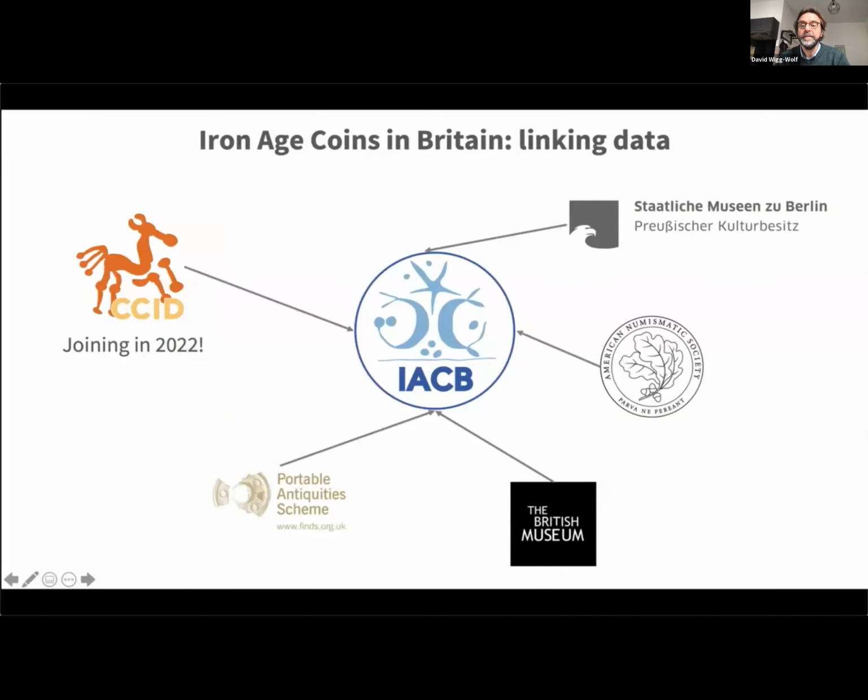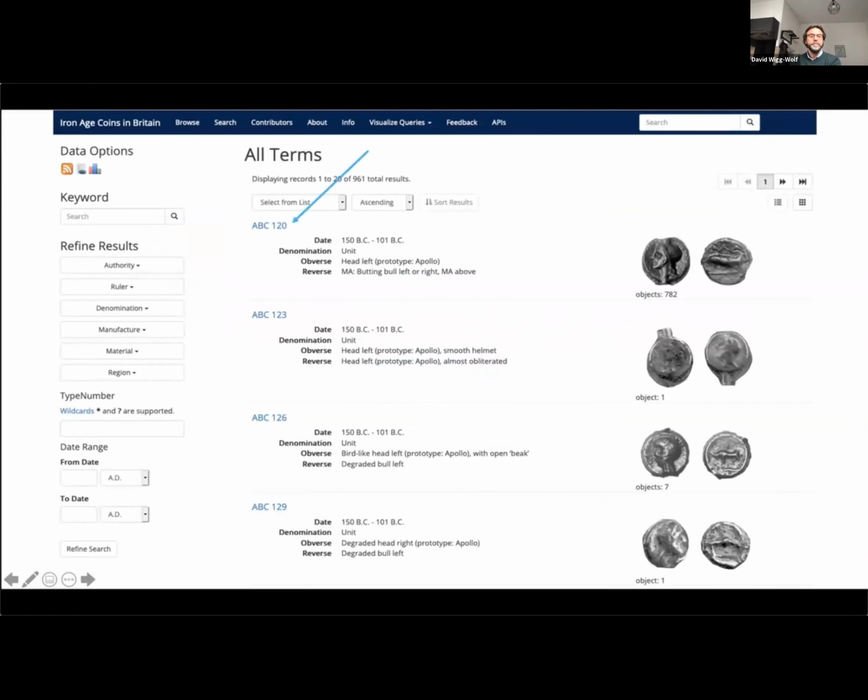The IACB site can be browsed or searched using a number of predefined fields. Each type has a unique ABC number, and on the browse page, you can see a list of basic information in a specimen example. There's a search function that allows you to refine the entire typology contents by, for example, authority, denomination, or region. Other pages on the site provide background and contextual information, lists of contributors, and visualization tools. One of the most important of these pages is a detailed explanation of all the fields.